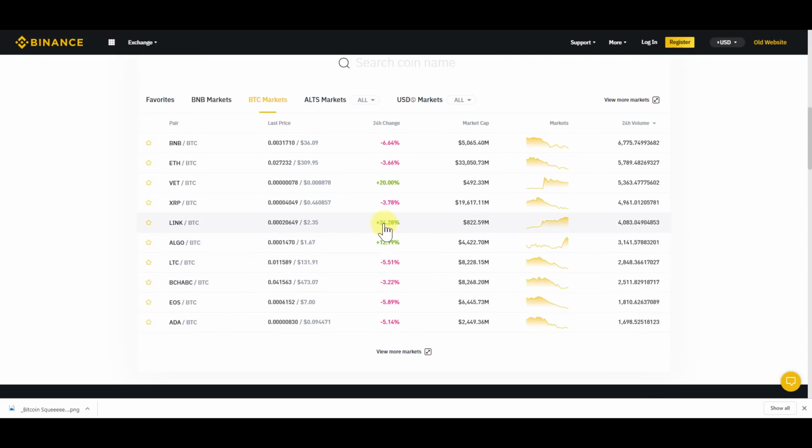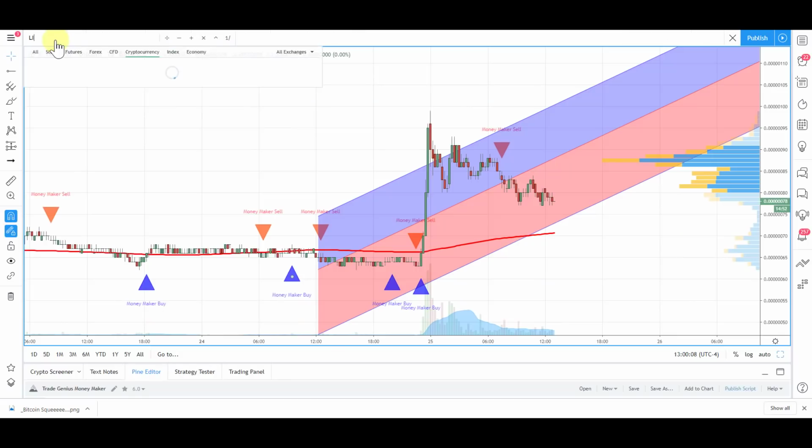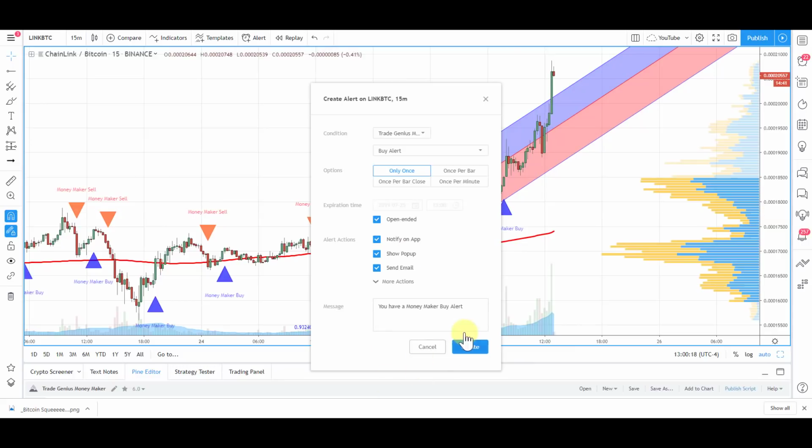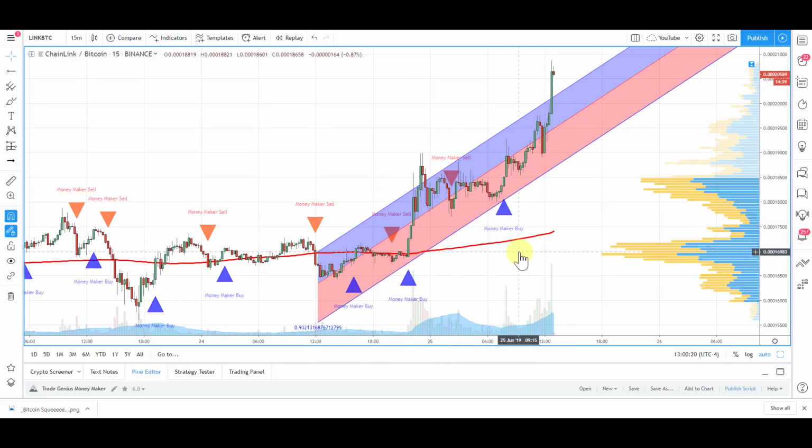Then you can go back to Binance and take a look at, okay, Link. Let's look at Link, right? Go back to the chart. Now we'll set one up for Link BTC, and we'll do the same thing. As you can see here, a couple nice entries on Link so far. But again, add alert, and then now you can go do something else, and you'll get an alert.